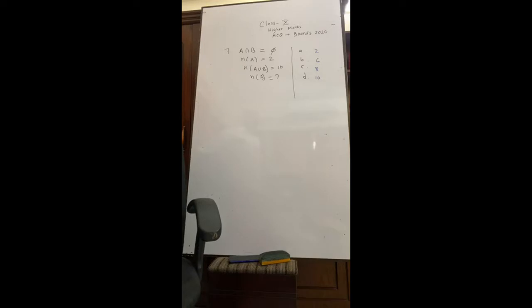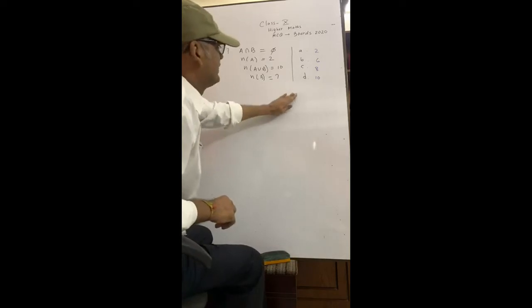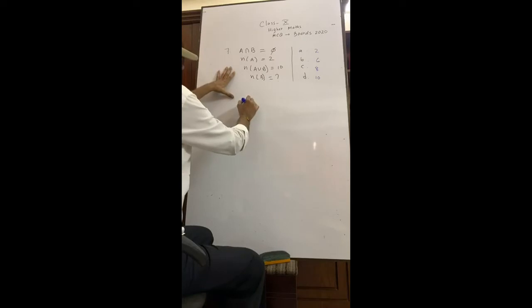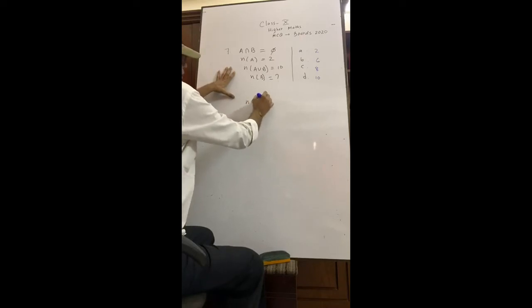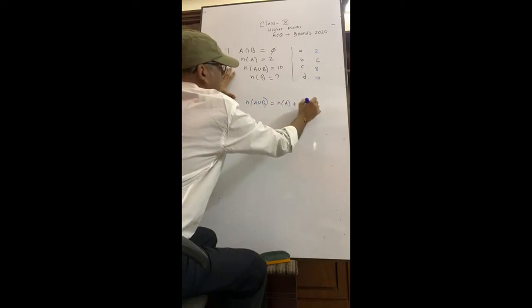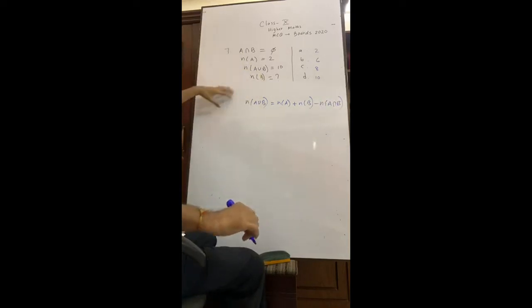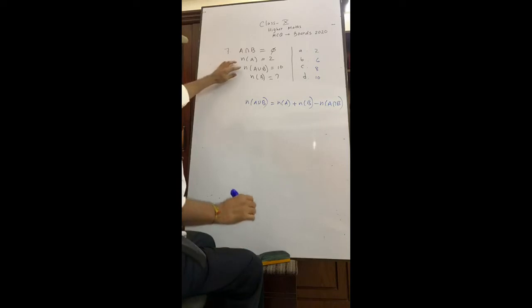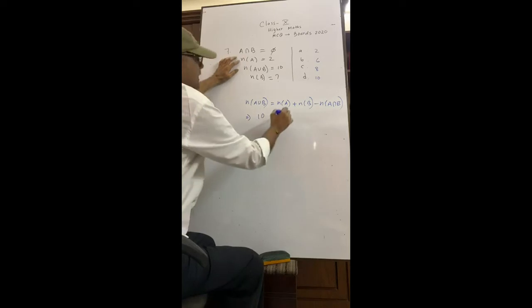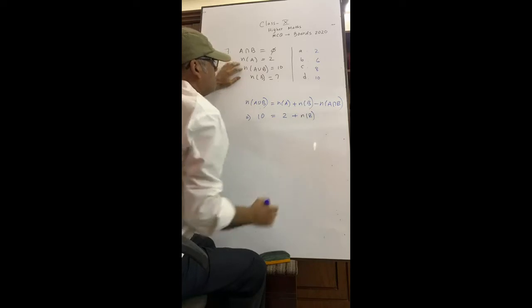How to do this math? This is the easiest math. It was given in Dhaka Board 2020. N of A union B is equal to N of A plus N of B minus N of A intersection B. N of A union B is given in the question as 10. What is N of A? It is 2. What is N of B? We don't know.